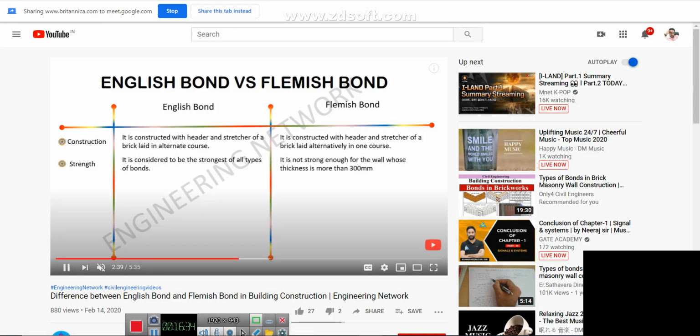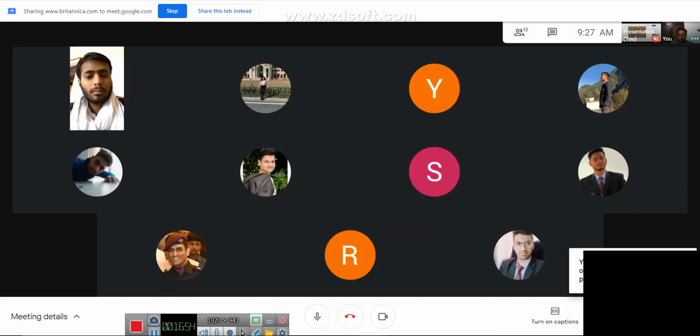Okay. So now you listen. English bond versus Flemish bond. English bond. The construction of English bond is such that it is constructed with header and structure of a brick laid in alternate courses. And in Flemish bond, it is constructed with header and structure of a brick laid alternatively in one course.